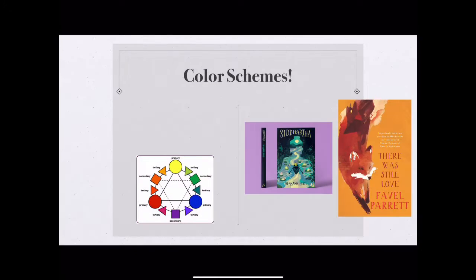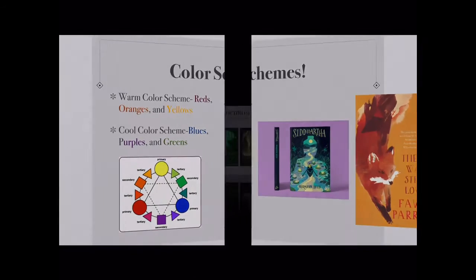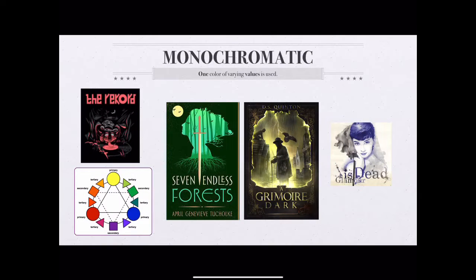So the first one is you could do a warm color scheme. That's when you combine the reds, oranges, and yellows on the color wheel. You could also do a cool color scheme by combining your blues, purples, and greens. You could have your book cover be monochromatic, where you're only using one color of varying values. So here we have lots of different examples of red being used, greens, yellows, and blue.